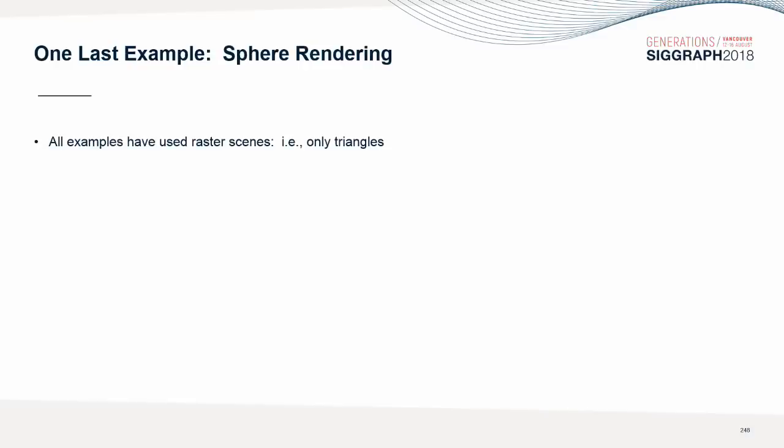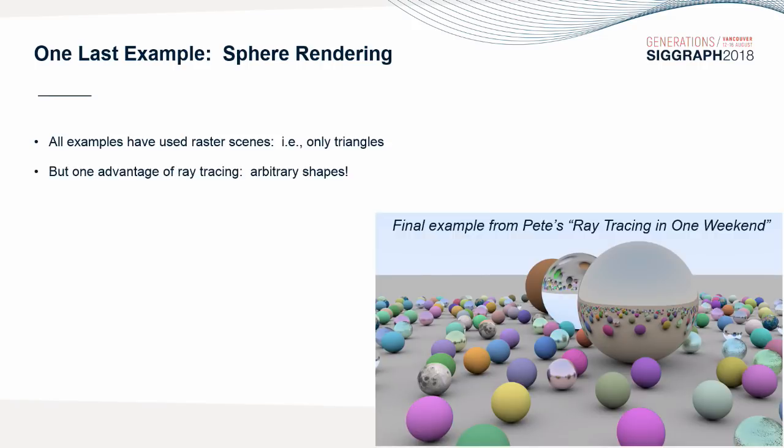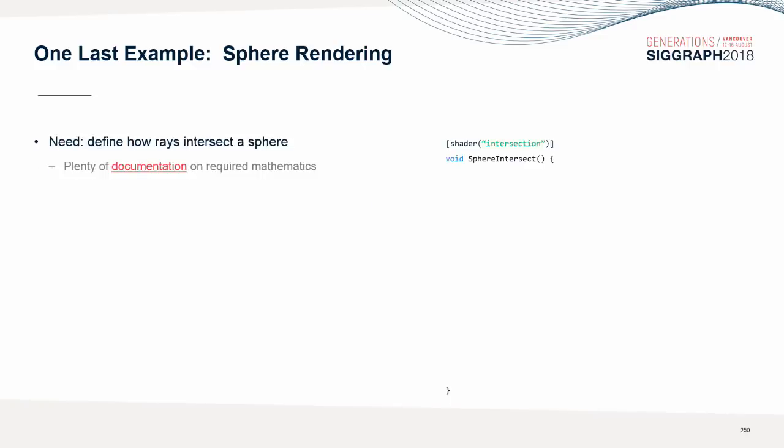One last example, and that's the one I showed as people were filing in, sphere rendering. So all the examples I've used so far have only been standard raster scenes that we've been using in our research team for quite a while, meaning only triangles. But one advantage of ray tracing is you can do arbitrary shapes like spheres. And so just for the purpose of this tutorial, I want to walk through one of those, which is spheres. You can figure out how to do other ones in a fairly straightforward way from that.